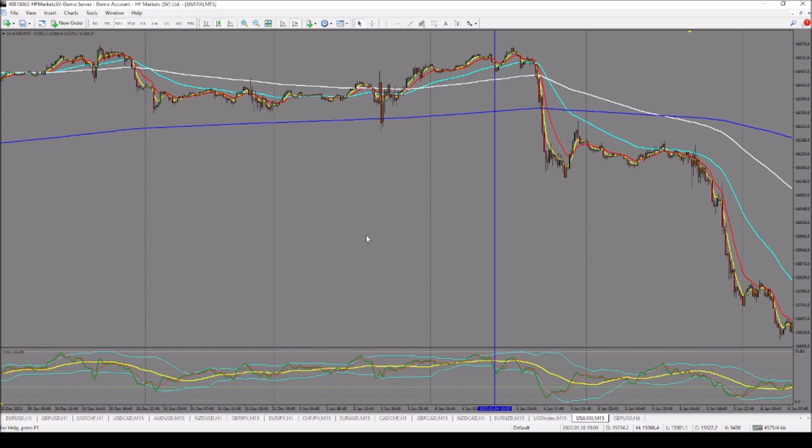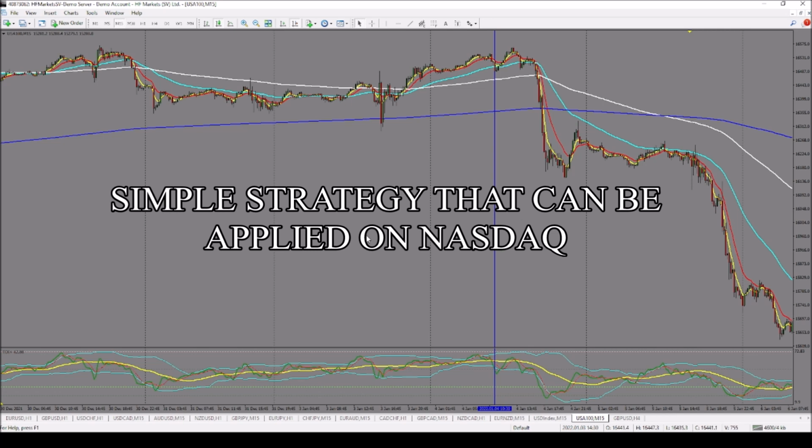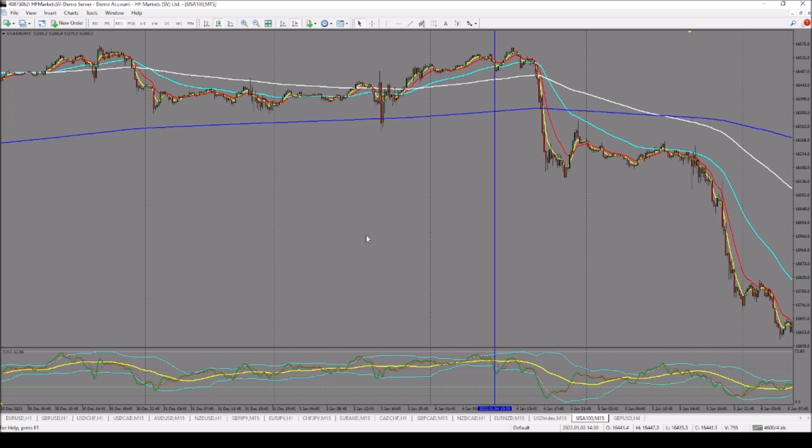In this video, we are going to talk about a very simple strategy that can be applied on NASDAQ or US100 or NAS100, whatever you want to call it, but this highly volatile asset. So NASDAQ is something that will require you to know exactly what you are doing. Otherwise, you can easily have a very big drawdown within this particular asset.